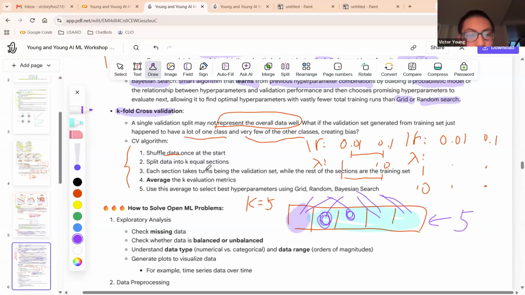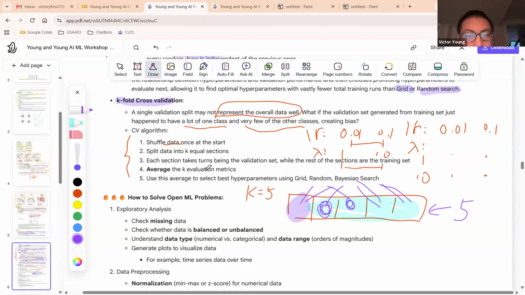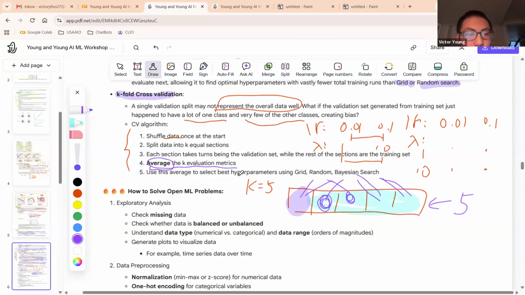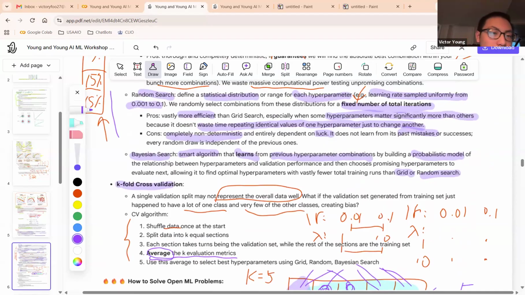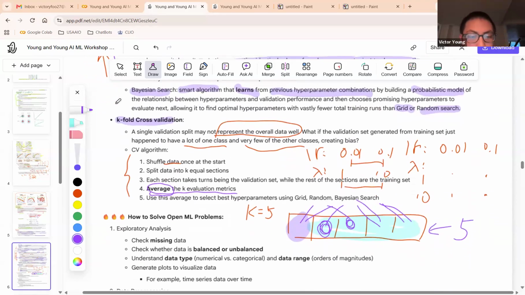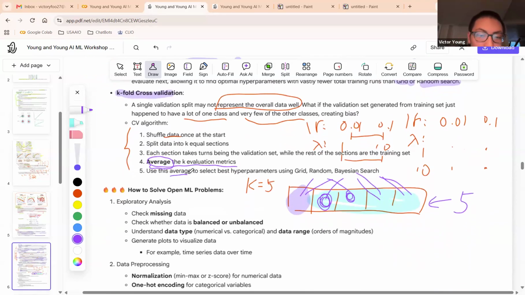So we'll get 5 validation scores, right? In the end, we just average the k evaluation metrics. And that provides a better validation score for the whole data set, because maybe in this 15% split, it was kind of bad, right? So we use this average now to select the best hyperparameters using whatever search, like random search.